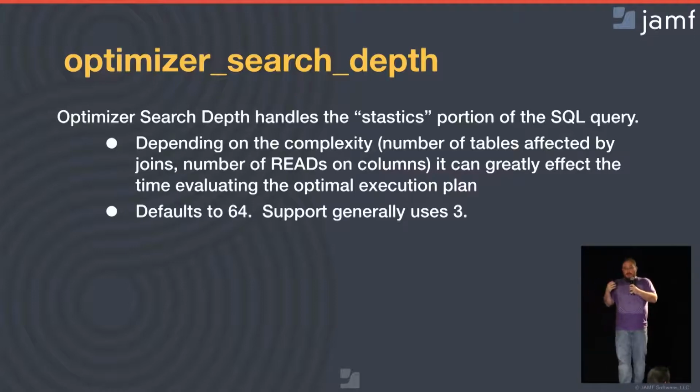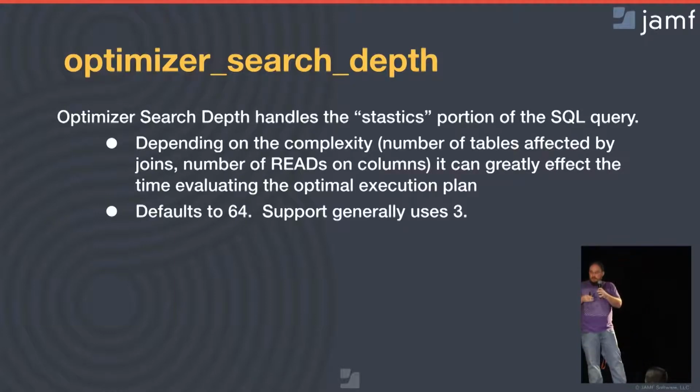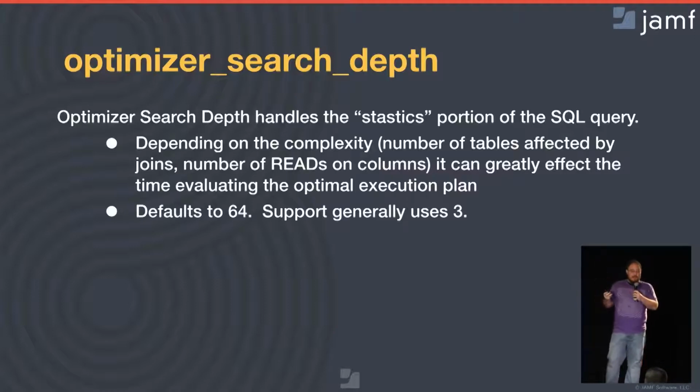Based on the queries that we're running, we've found that the optimum optimizer search depth tends to hover around the number 3. It's enough where SQL can have a couple different tries, look at a couple different ways to run it, but also just at the end of the day, execute it.